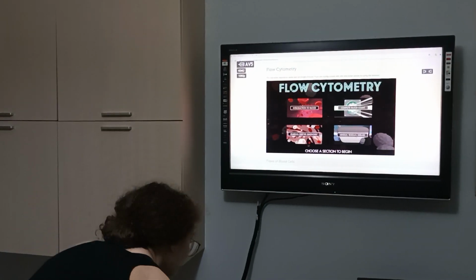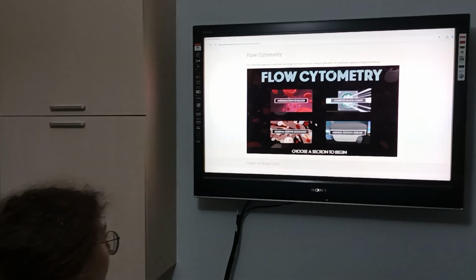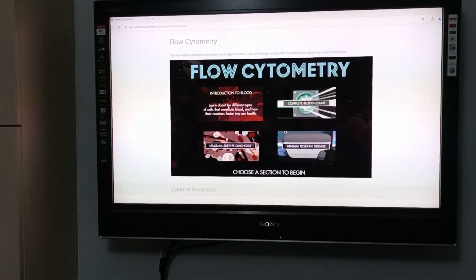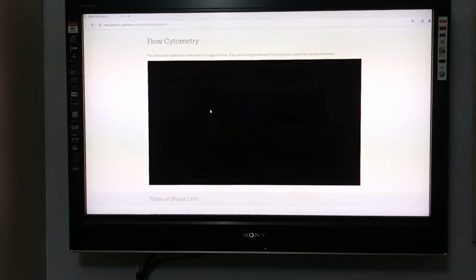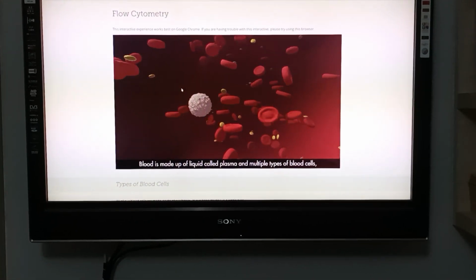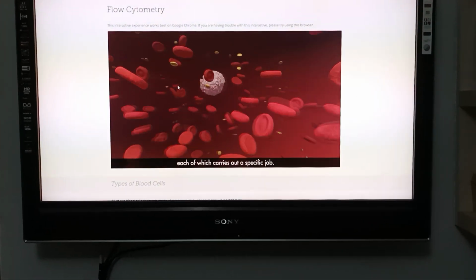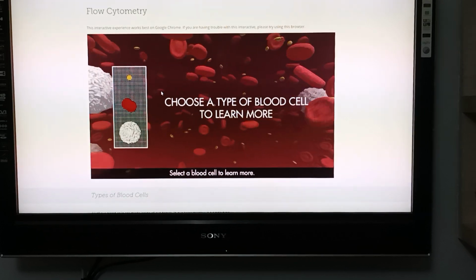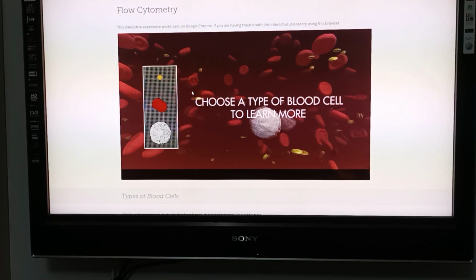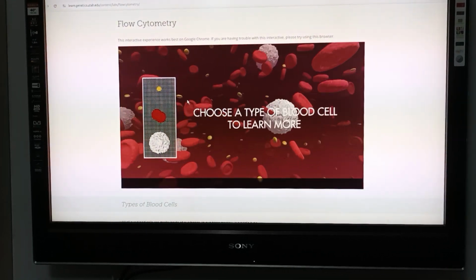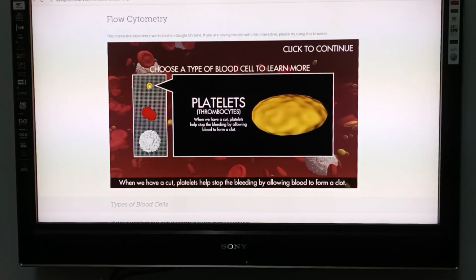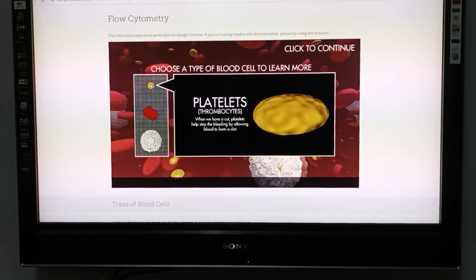simulation. Since we don't have a lot of time, we're only going to do the introduction. Select a blood cell to learn more. Okay, we are going to choose first the platelet. When we have a cut, platelets help stop the bleeding by allowing blood to form a clot.